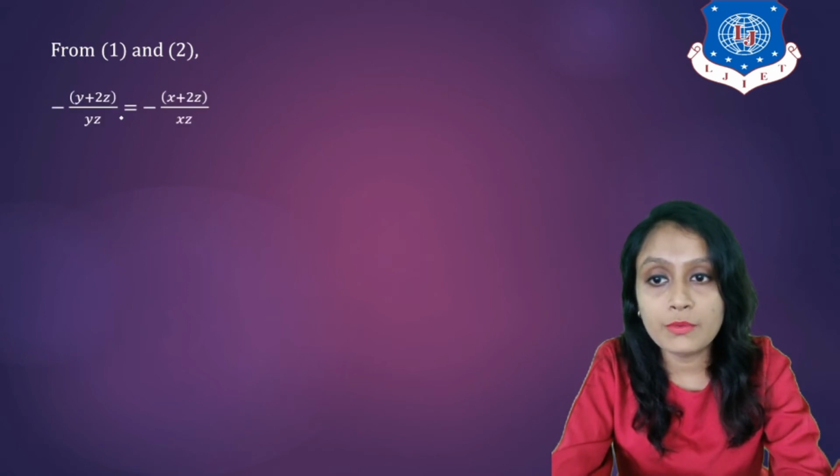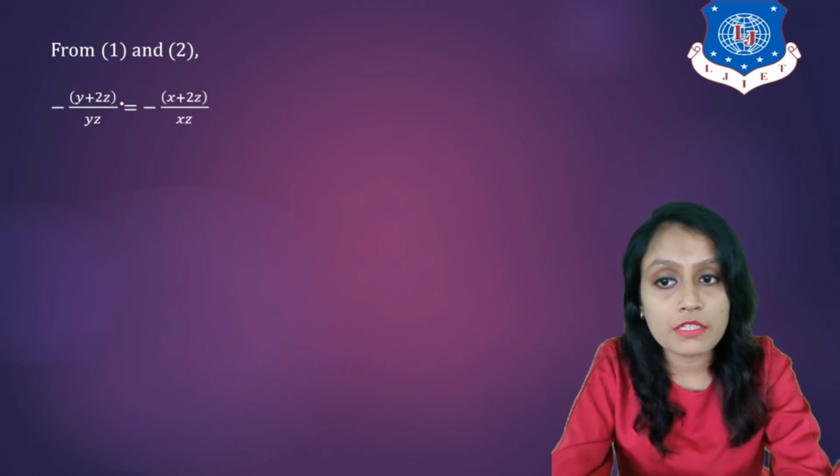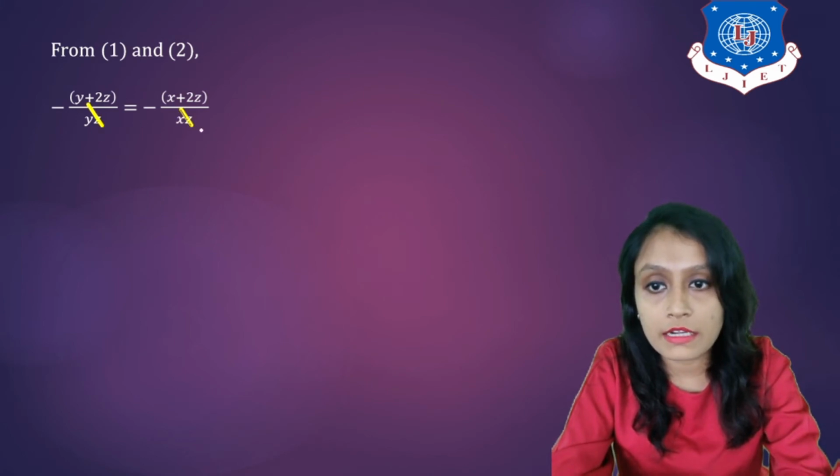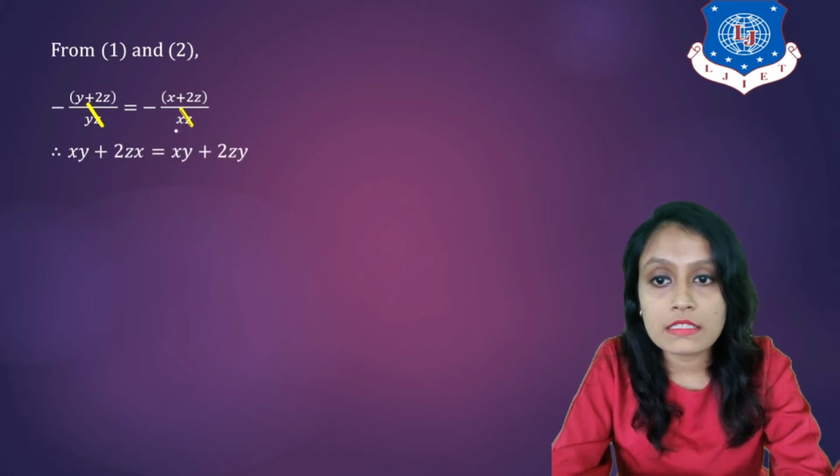So on equating you will get minus (y + 2z) upon yz is equal to minus (x + 2z) upon xz. So this z will get cancelled. Next, this minus will get cancelled, and this x multiplies here and y you have to multiply here, right? So you will get xy + 2zx is equal to xy + 2zy. Next, this xy will get cancelled, so what will remain is x is equal to y.